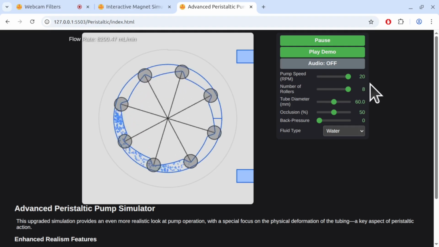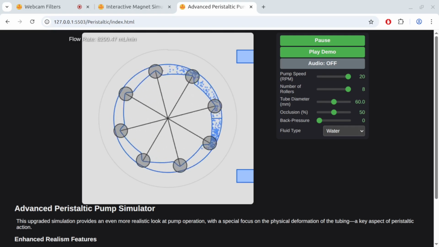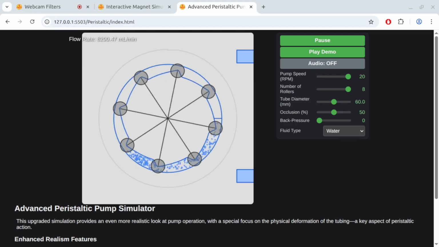There's something with the injection of the fluid that isn't quite right. We already spent so much time on this.